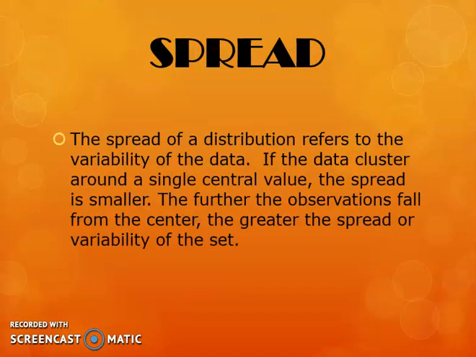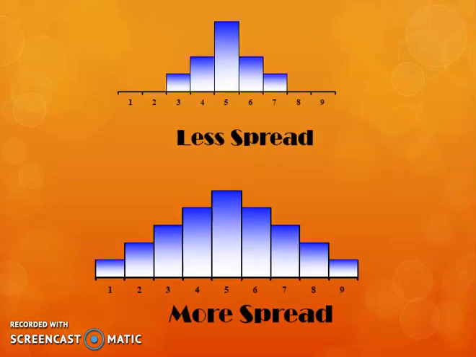So first thing is spread. So this refers to how much the data varies. So that should hopefully make you think of range. So here are two graphs. The top one is not as spread out as the bottom one. So the range on the top, the data, whatever this data is about, which I don't know, but it goes from 3 to 7. The graph that's on the bottom, the data ranges from 1 to 9. So you could easily say that the graph on the bottom has more spread than the graph at the top.